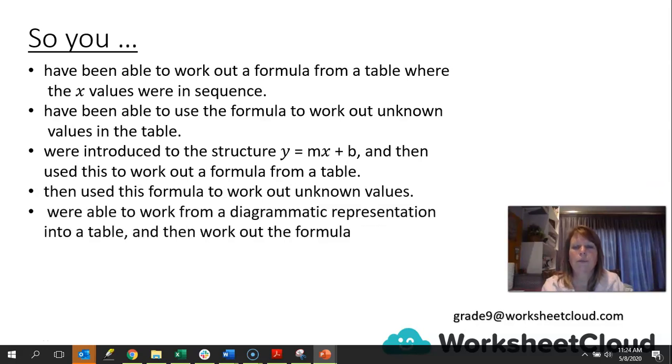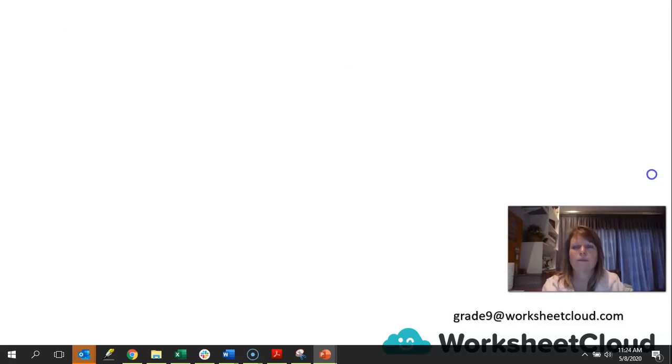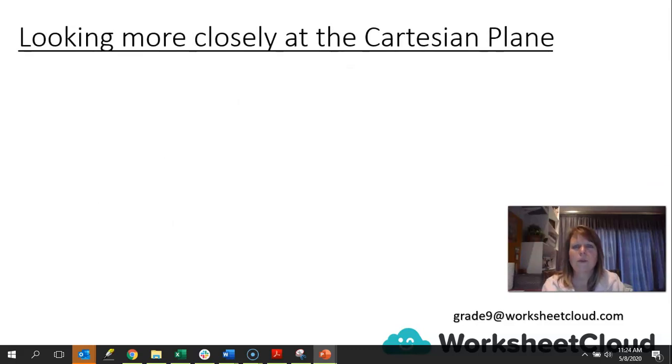You were able to work from a diagrammatic representation into a table and then work out the formula. Remember that was with the hearts and the blocks and things like that. You then learned how to graph your ordered pairs on a Cartesian plane. That's what you did the last lesson. Okay, so what's next? Seems like we've completed the whole cycle, but there's something more. We're going to now, as I promised you in the last lesson, look a little bit more closely at the Cartesian plane before we go any further.